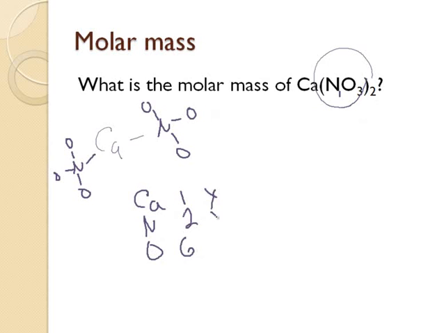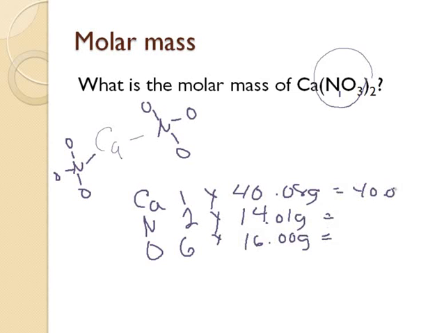Okay, now I can look up the molar masses. And for calcium, it's going to be, let's see, 40.08 grams. Nitrogen is going to be 14.01 grams. Oxygen is 16.00 grams. I multiply these out, and I get 40.08 grams, 28.02 grams, and 96.00 grams, for a grand total of 164.10 grams. That's 164. Okay.